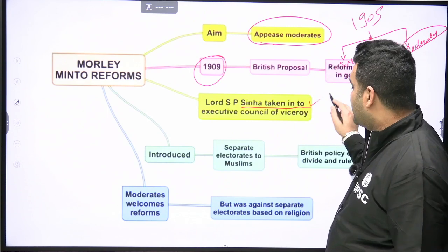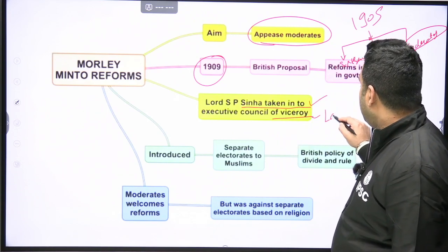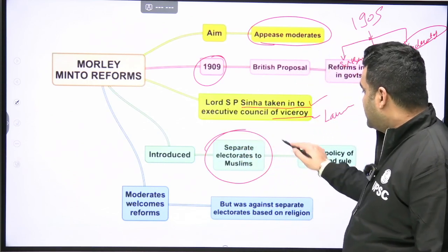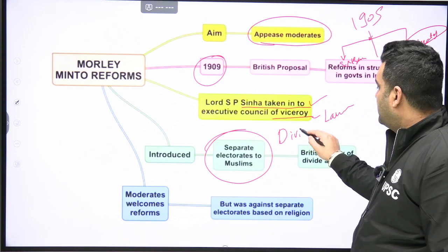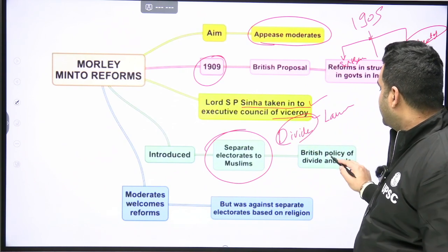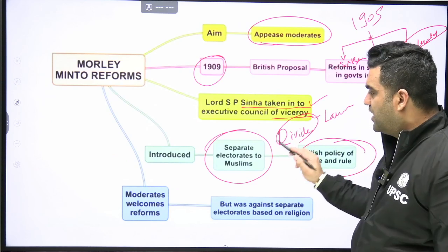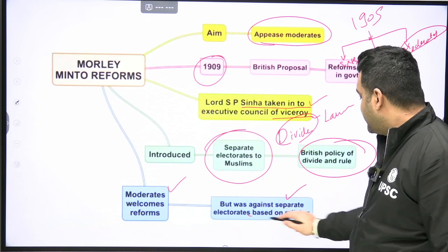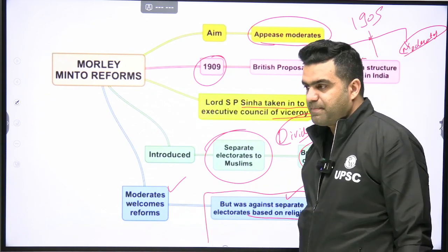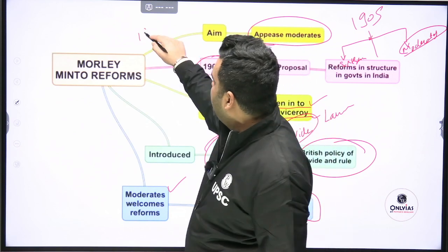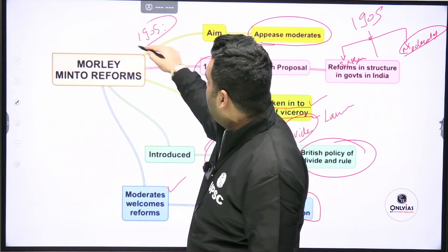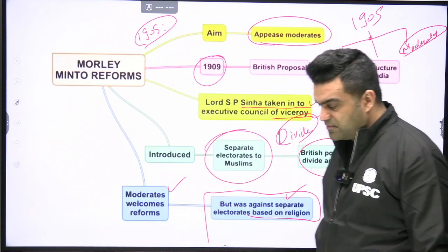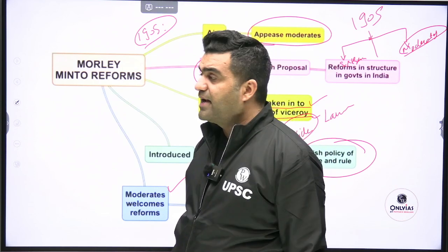Now, Lord S.P. Sinha, taken in the Executive Council of Viceroy as a member of law, introduced the separate electorate for Muslims. Now, divide and rule being practiced by the Britishers, the British policy of divide and rule. Moderates welcomed the reforms but were against the separate electorates based on religion. First, the 1905 territorial division of India, now the religious division of Indians through the Morley-Minto reforms of 1909.